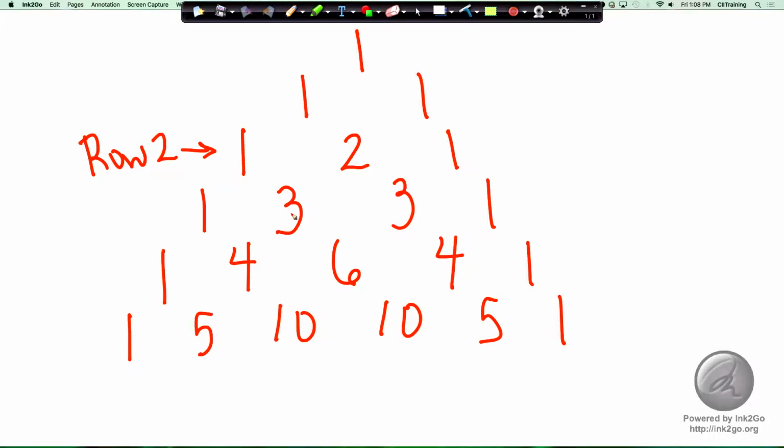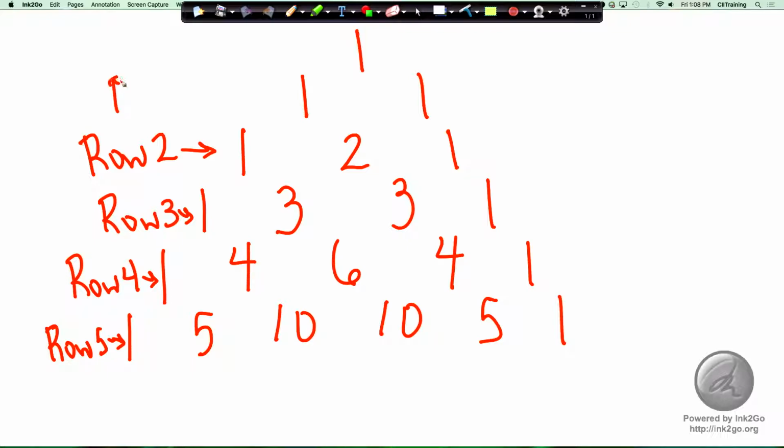The second number here is 3, so this is row 3. The second number in this row is a 4, which identifies that this is row 4. The second number in this row is a 5, so that tells us that this is row 5, and it proceeds from there. Going back to the beginning rows, the second number in this row is a 1, so this is row 1. There is no second number here, so this is row 0.